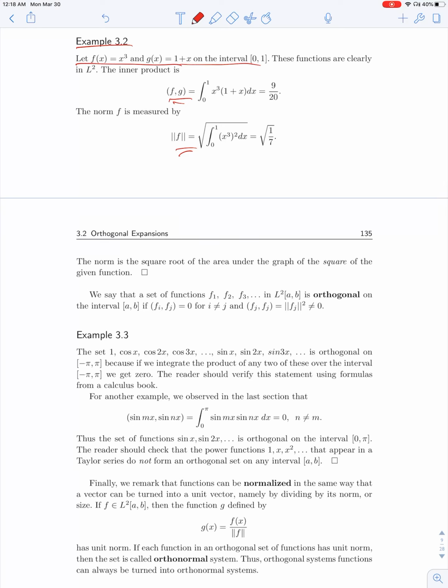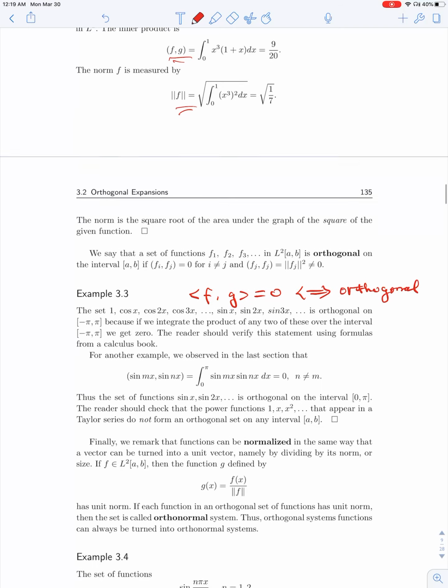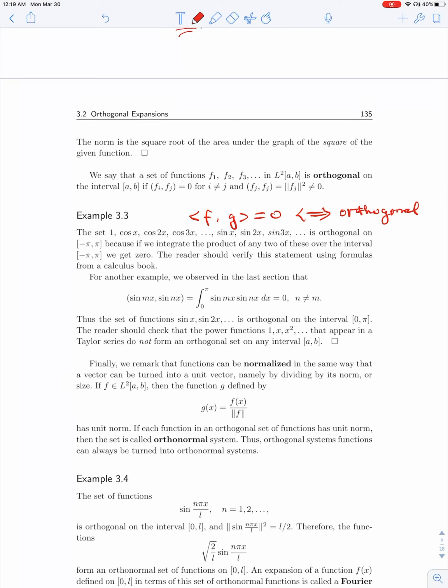And so under this, when you have an inner product, then you can say two functions are orthogonal if their inner product is 0. So that means that these two functions are orthogonal. This just gives you an example showing that all these functions are orthogonal to each other.